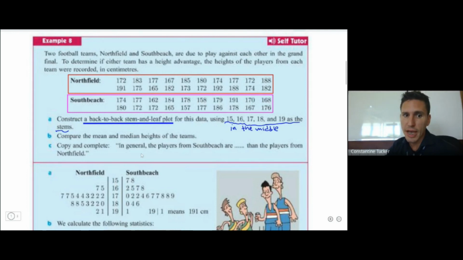158. So we put the 8 here. And then what else? 157. And we put the 7. And we put them in order. So we put the 7 first and then the 8, because 7 is smaller than 8. Okay. What about the next one?